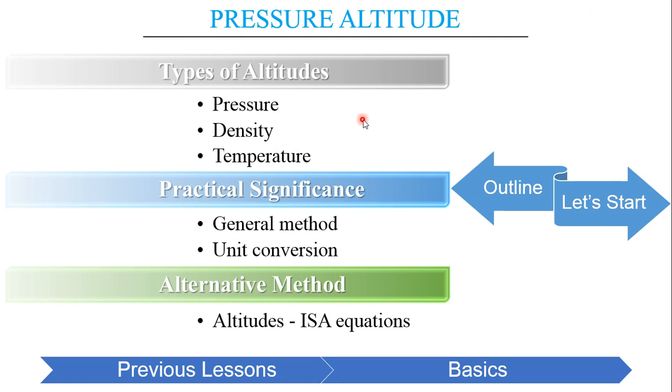In this session, we will be knowing about the types of altitudes, specifically pressure, density, and temperature altitudes, and we will be knowing the practical significance of it and the basic general method which is used to determine these altitudes and the unit conversions. We will also be seeing an alternative method to measure these altitudes.